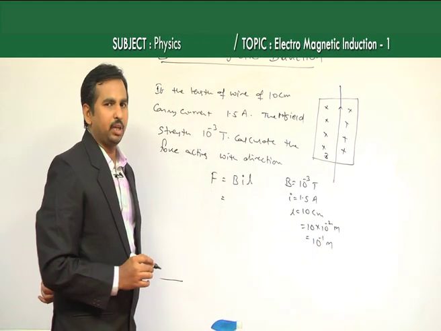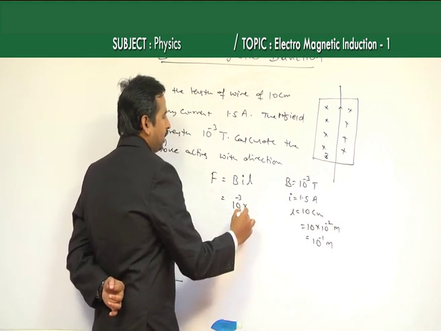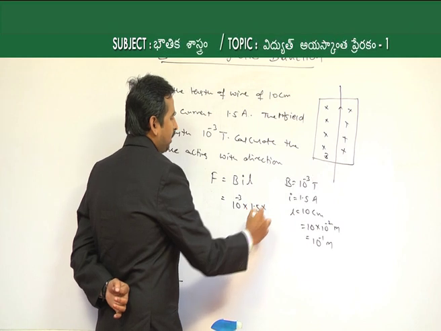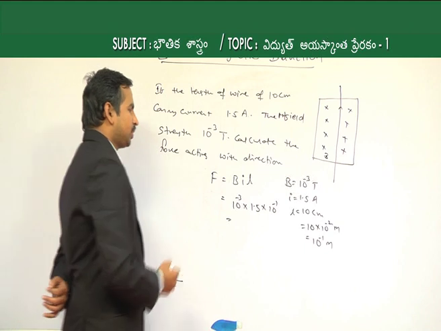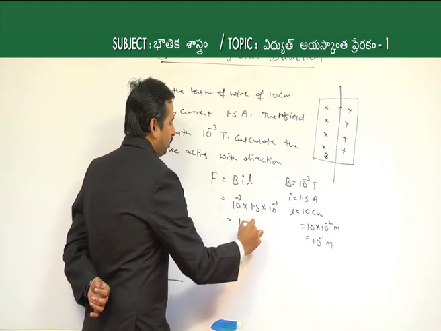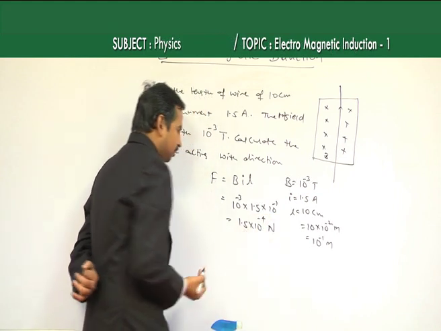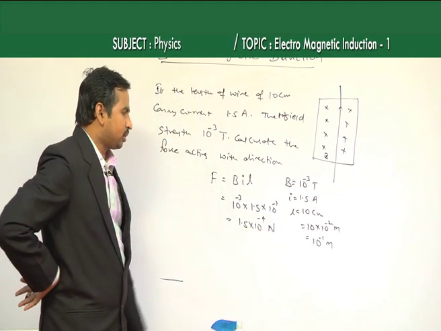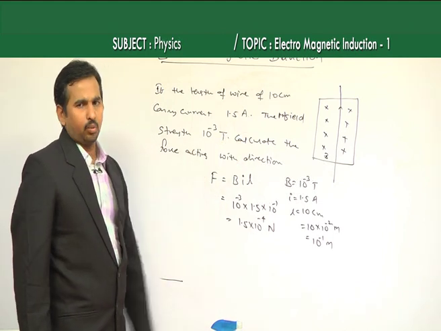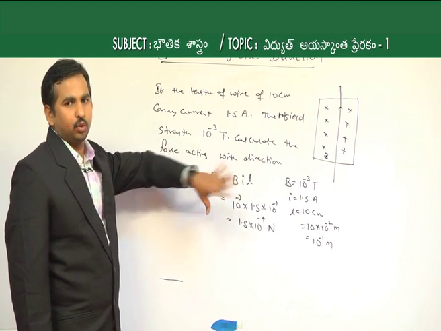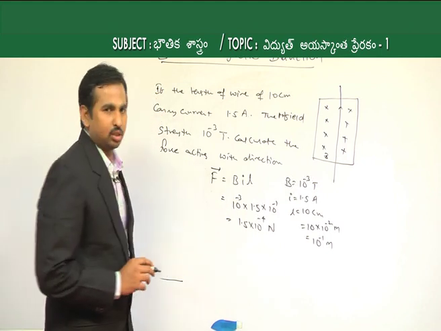As F is equal to BIL, where B is equal to 10 power minus 3, I is equal to 1.5 and length is 10 power minus 1, then in total it becomes 1.5 into 10 power minus 4 newtons. Okay. So this is the force acting, 1.5 into 10 power minus 4 newtons, acting on the current carrying wire. Now we got the magnitude of the force acting, but as force is a vector quantity, we have to give the direction also.